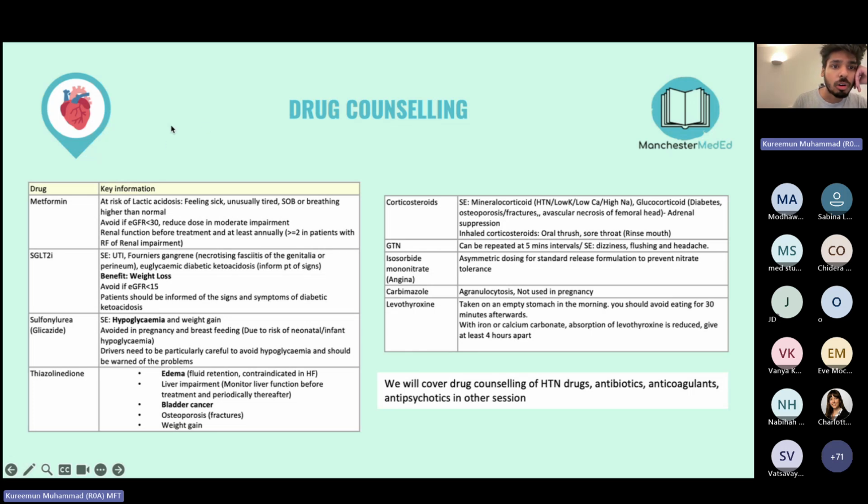Next, GTN spray, we've gone through it. Isosorbide mononitrate is the one you use in treatment of angina, but remember you need to do asymmetric dosing for it, which basically means that for other drugs, you usually give them twice daily, so every 12 hourly. But for this one, you can't give it at regular intervals, just to prevent tolerance, because if you give it every 12 hourly, they will become less responsive to that drug.